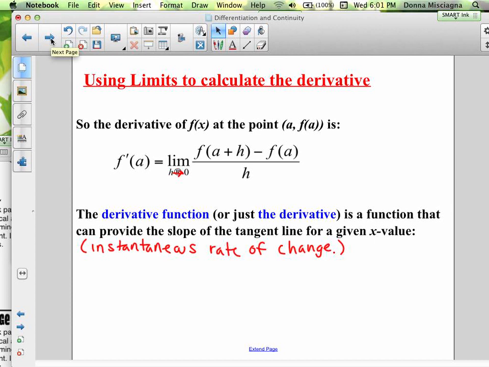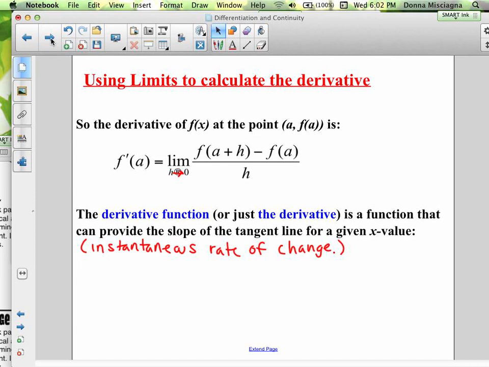So the derivative of f of x at the point a is f prime of a equals the limit as h approaches 0 of f of a plus h minus f of a, divided by h. As these 2 points are getting so close together that the distance between them is approaching 0, when we take that limit, we get the slope of the tangent line, the derivative, the instantaneous rate of change.